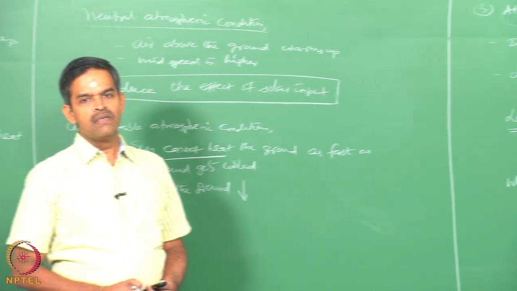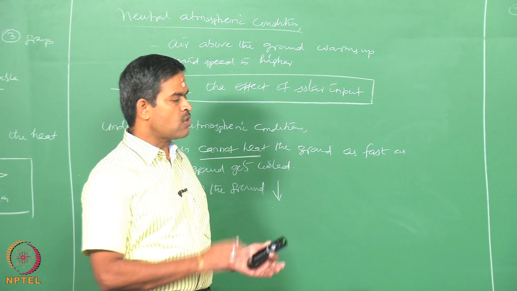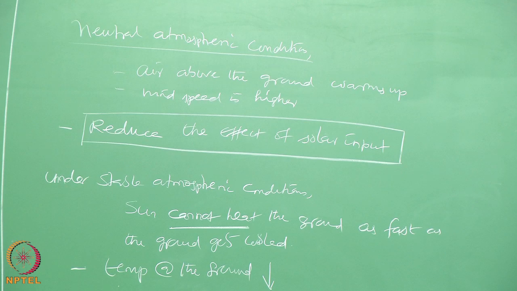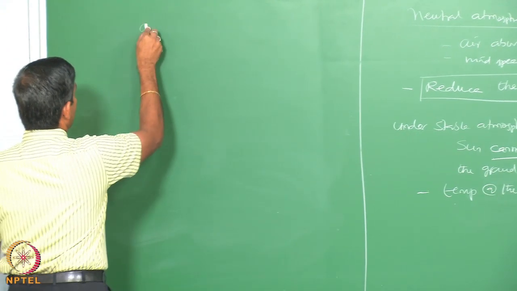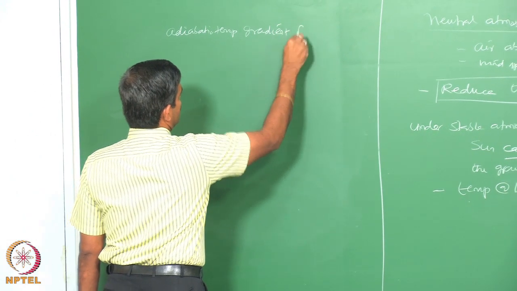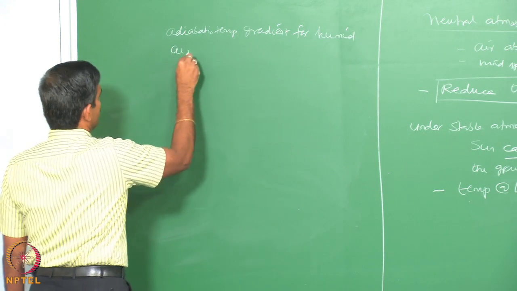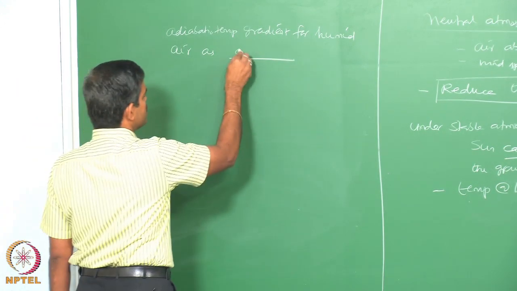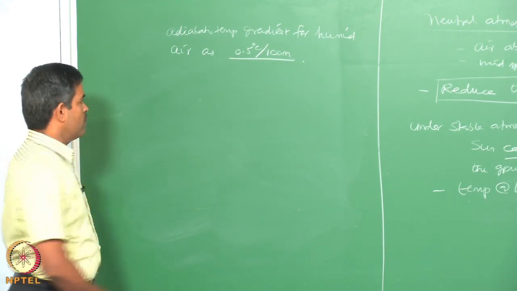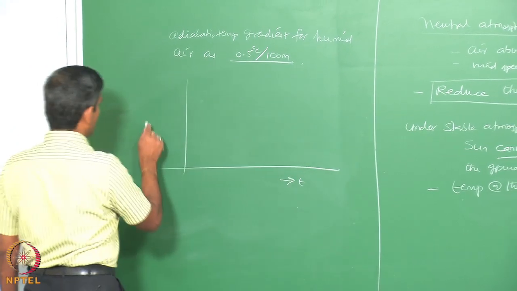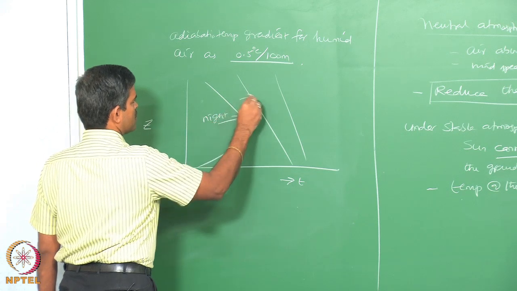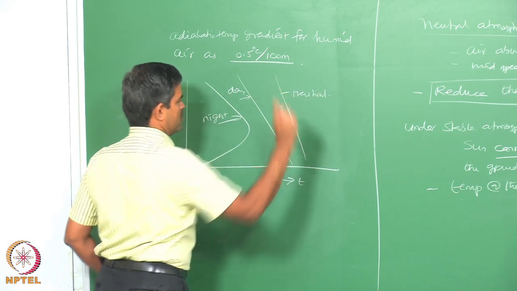So, we have discussed the plots. They have a specific adiabatic temperature gradient based on which they are plotted. So, what is the humidity of air in the whole discussion of these graphs? The graphs assume the adiabatic temperature gradient for humid air as 0.5 degree Celsius per 100 meters, based on which these three curves are actually plotted. Let us say the temperature and the height in Z, so this is for the night, this is for the day, this is for the neutral case.